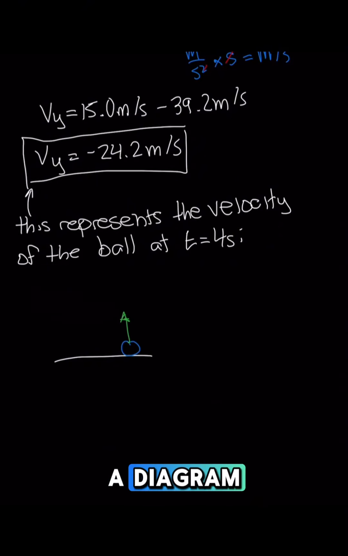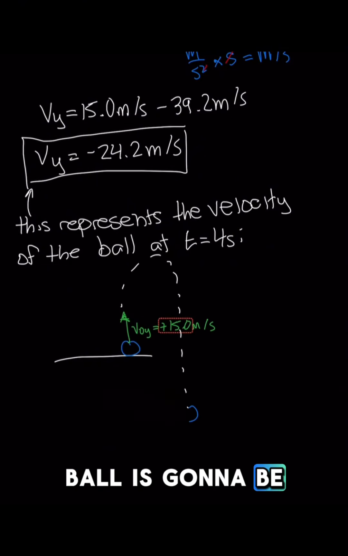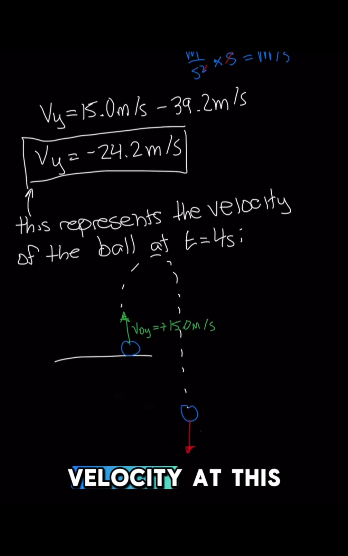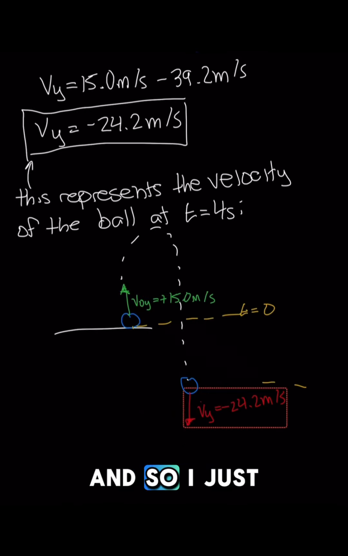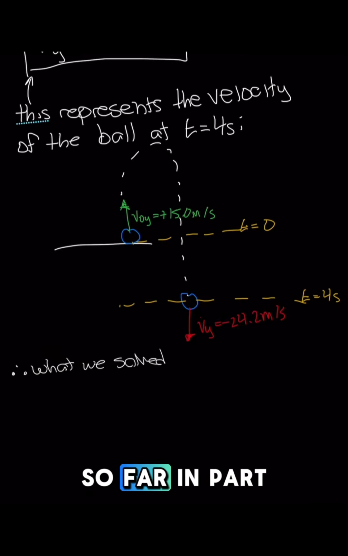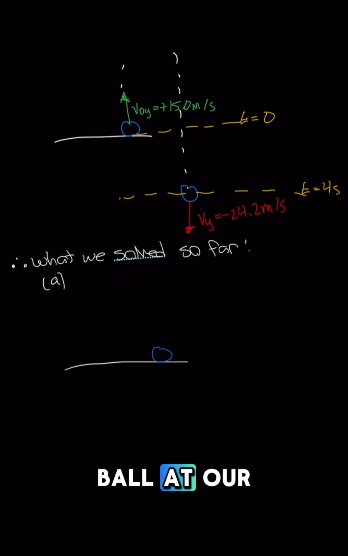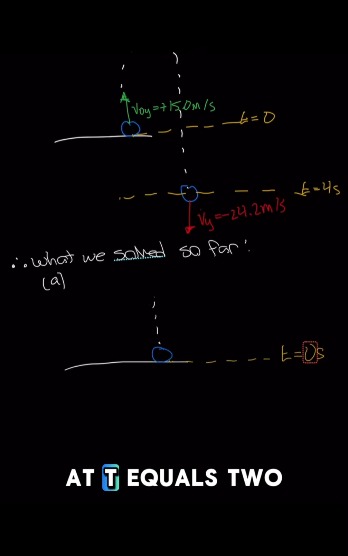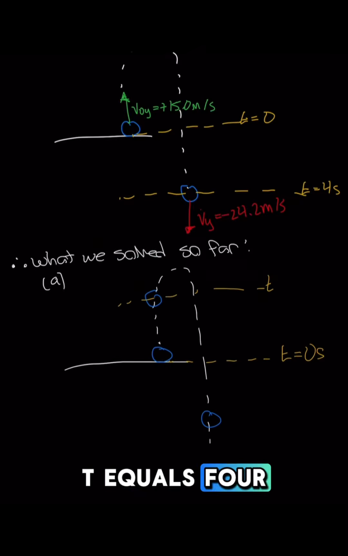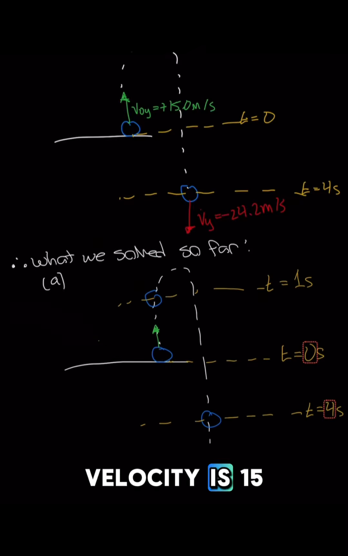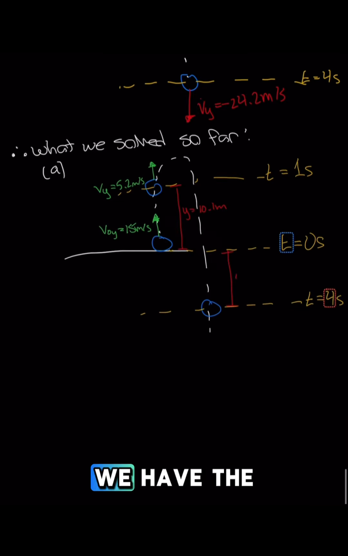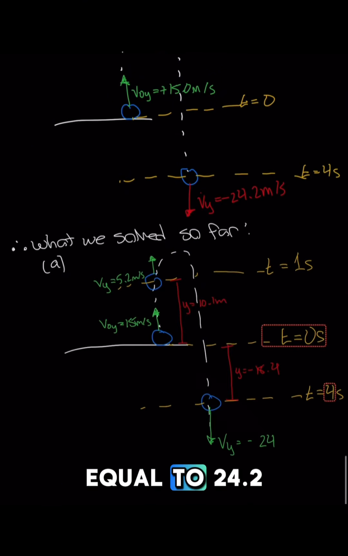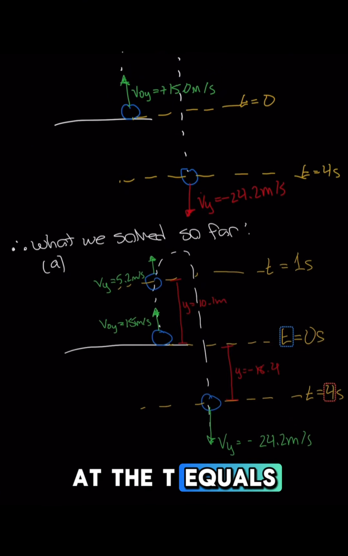We can draw a diagram here, and we know that the position of the ball is going to be right around here, and we can see that the velocity at this position is going to be negative 24.2 meters per second in the down direction. And I just want to show what we solved for so far in part A. We got our ball at our starting position, then the ball at t equals 2 seconds, and then the ball at t equals 4 seconds here. We know the initial velocity is 15 meters per second, and the velocity at 1 second is 5.2. And what we solved in this part: we have the position equal to negative 18.4 and the velocity equal to negative 24.2 meters per second at the t equals 4 second time.